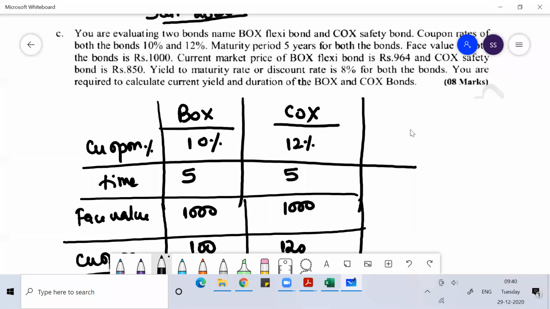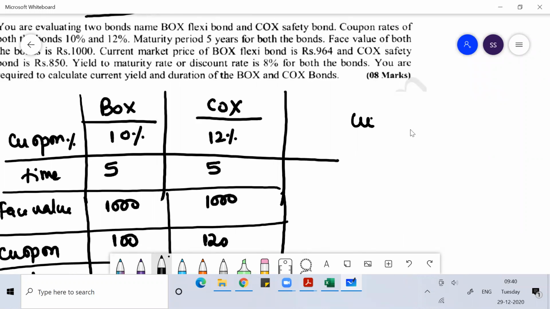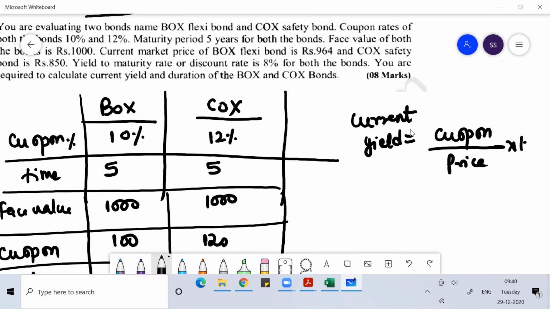So what is basically the current yield? Yield means return. So current yield basically determines the present value of your return. Current yield is basically your coupon divided by the price of the bond, into 100. That is your current yield.